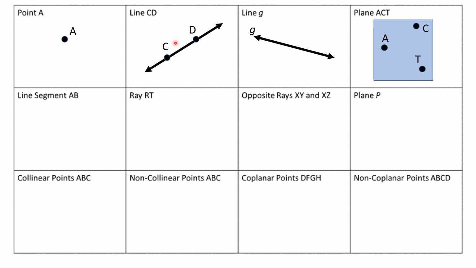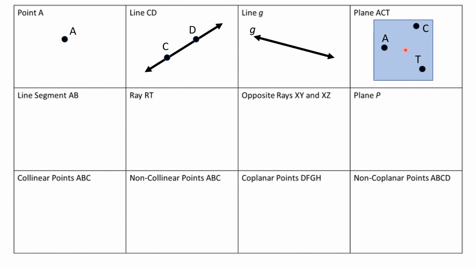We name lines with 2 points, points that are visible on the line. We also can name lines with just a lowercase, cursive, script, italics sort of letter. In this case, we named this line G. An important reminder for you is that your lines should always have arrows on the ends, indicating that lines go on forever. A line is infinite in length, so it should be represented as such.